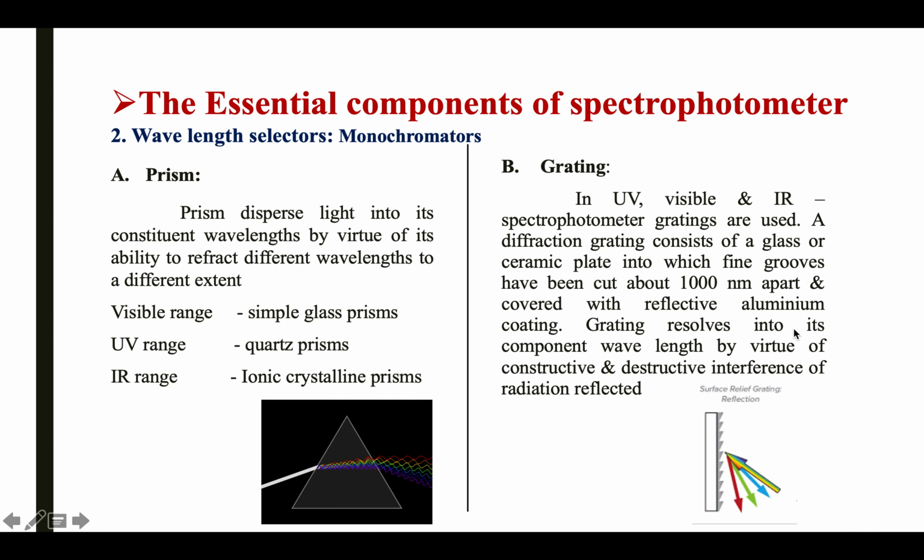The grating resolves light into its component wavelengths by virtue of constructive and destructive interference of the reflected radiation. Whatever the reflection is, there are two possibilities: one is constructive interference, and the other is destructive interference, which will occur on the reflected rays. That's how we get different kinds of monochromatic wavelengths.